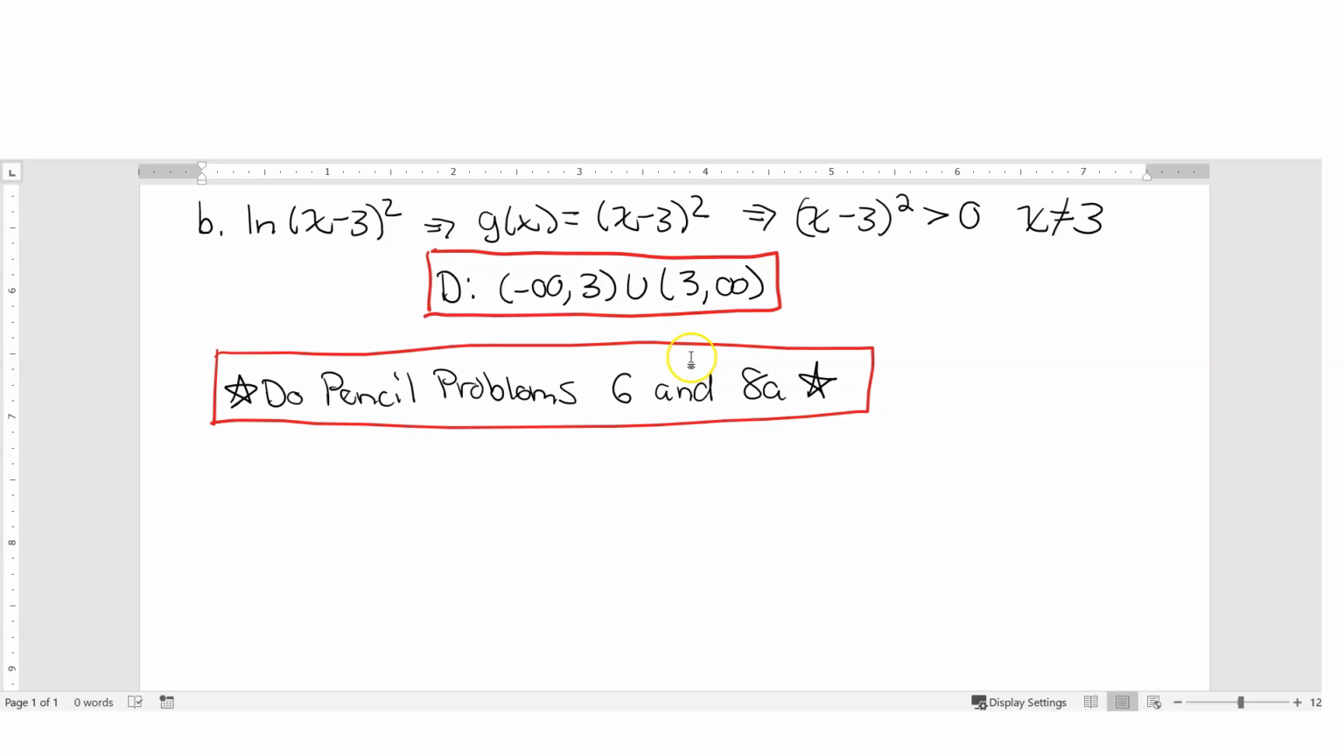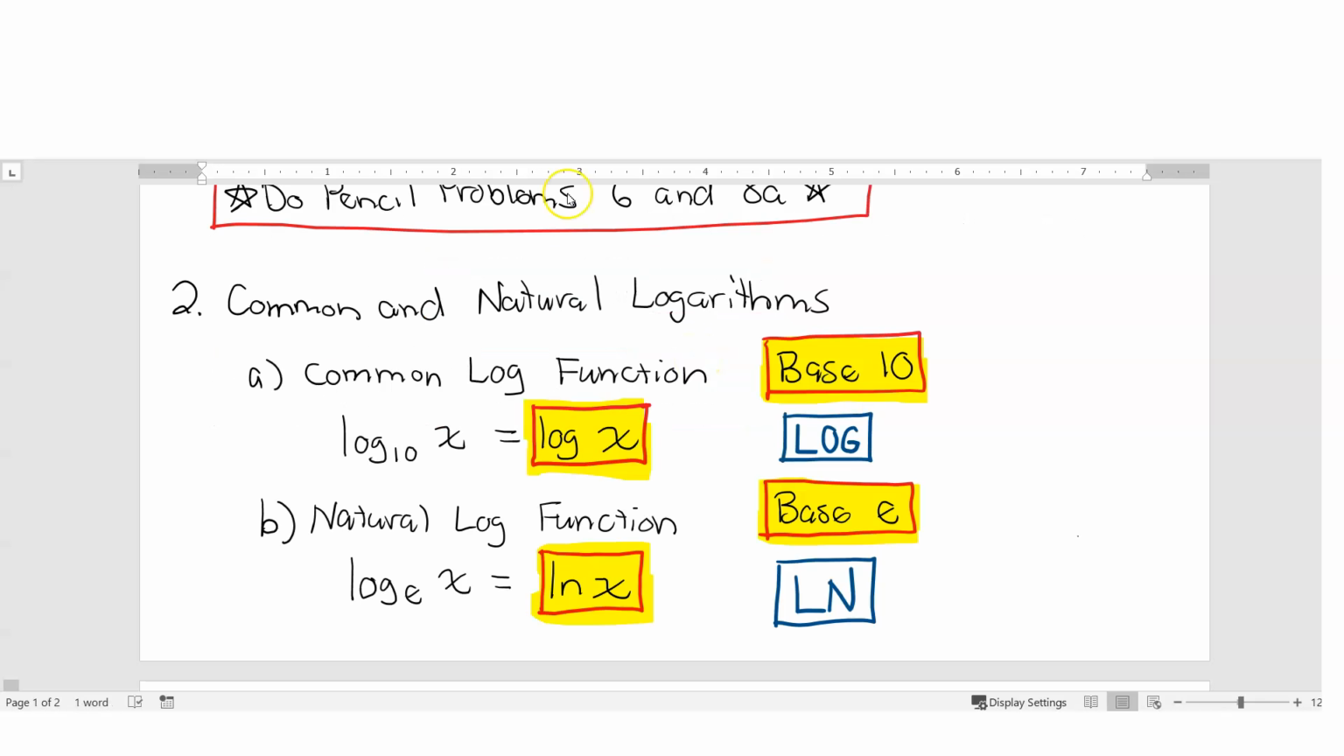Now, do pencil problems 6 and 8a. The last topic we'll look at in this section is on common and natural logarithms. And these are somewhat specialized logarithmic functions that are commonly used.